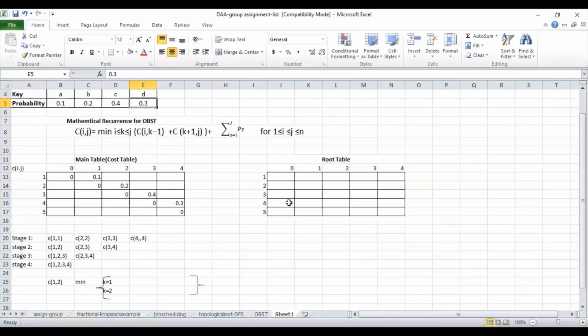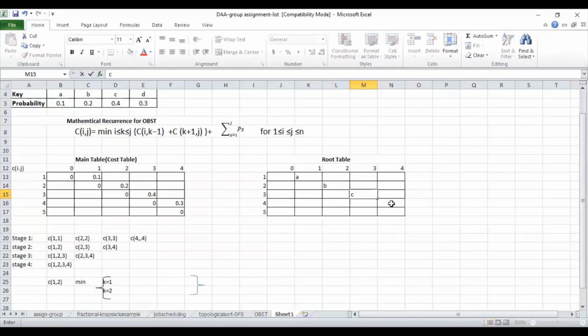Now let's have a look at the root table. The same entry here in the root table, you can call it R11 if required. This entry would tell you which node, when acting as a root, is giving you this optimal cost. Obviously, in this case, there is only one node which is included, and that has to be A. Similarly, with 2, 2, the only node that has a possibility of inclusion is 2, and its key is B. In this entry, the only node that can be included is 3, and its key is C.